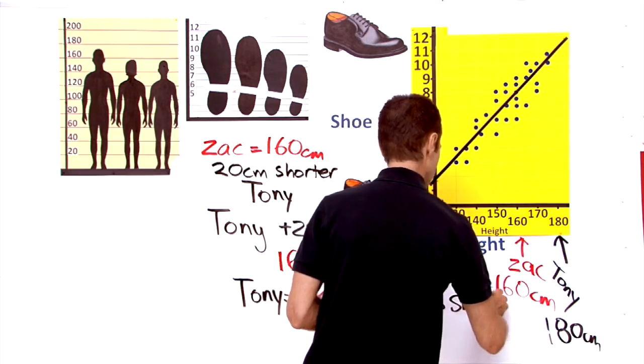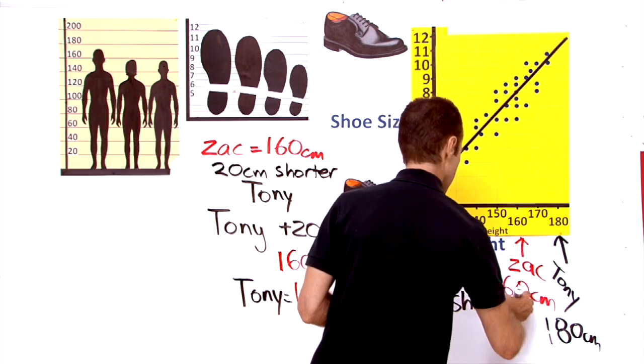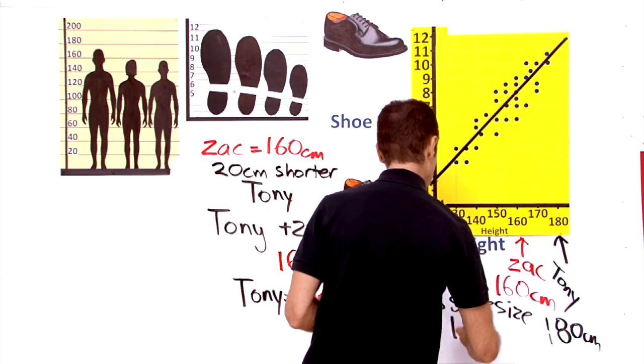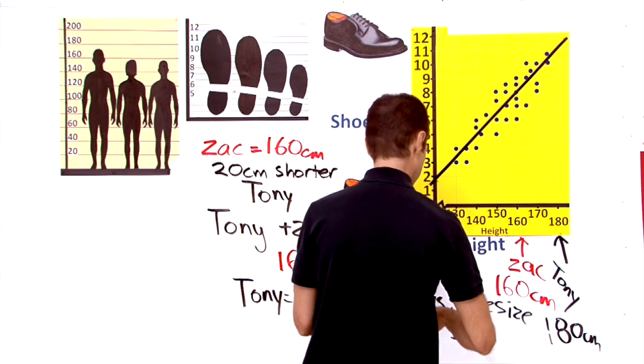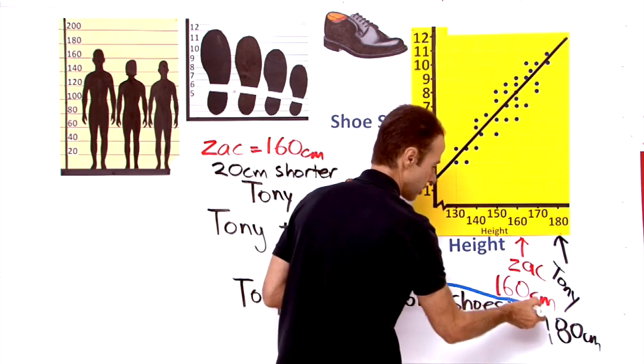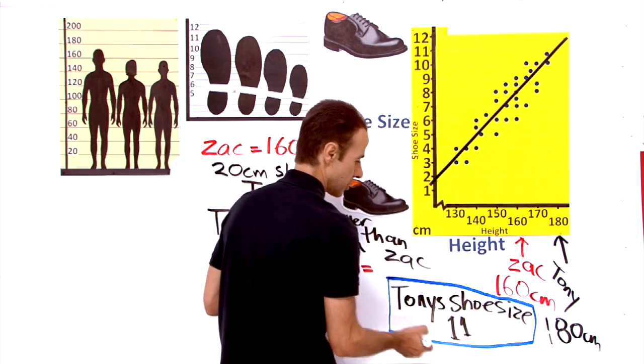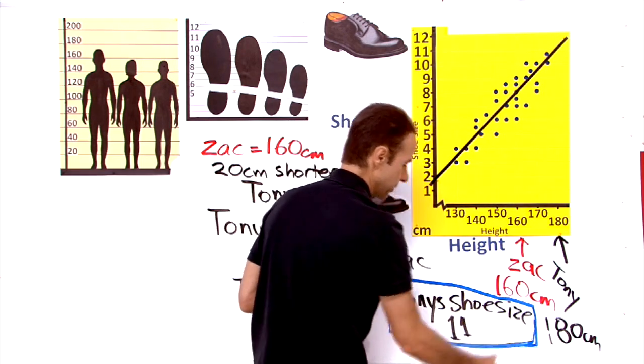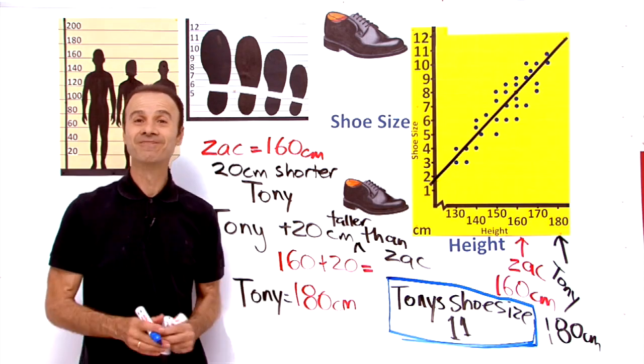Tony's shoe size is 11. I just put it like that. Put a box around it. Tony's shoe size is 11. There you go. Hope that helps.